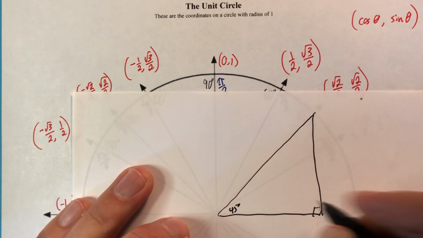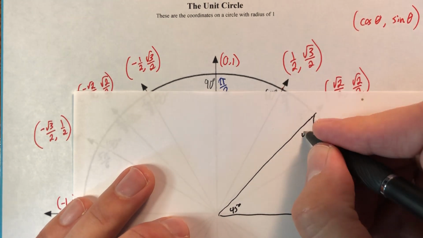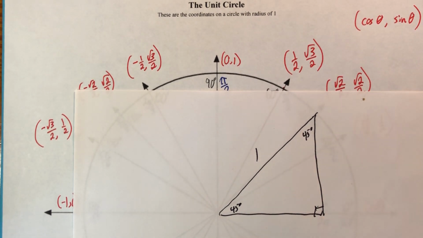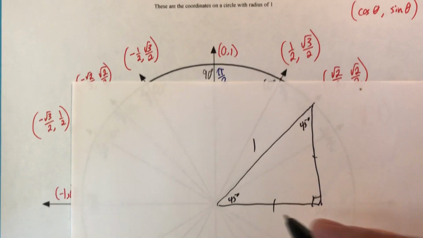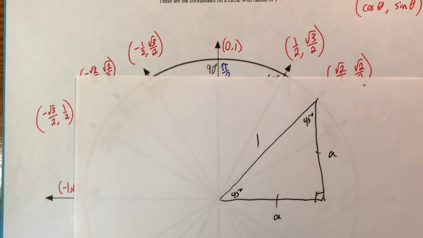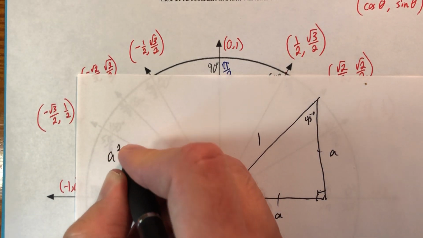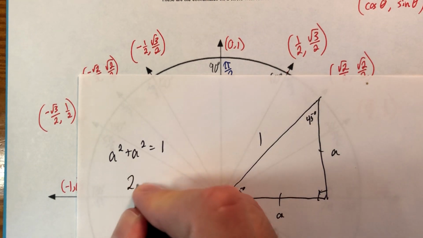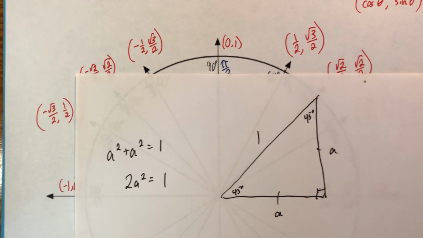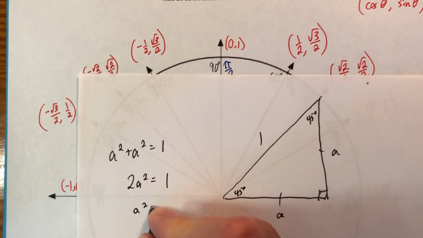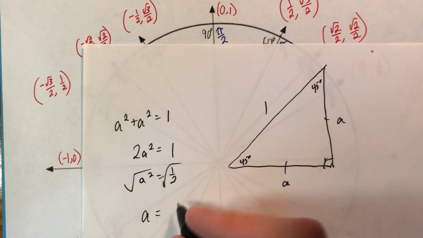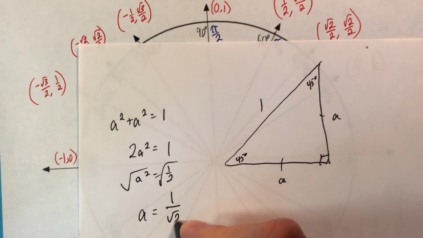This was 45. That's 90 degrees. Not drawn very well. This is also 45. That's 1. Here was isosceles, so these two are the same. I'd call them A and B, but they're the same. I'm going to call them A and A. So A squared plus A squared equals 1 squared. Let's not square it because it's 1. And I have that. I would divide by 2. And I'll square root this, so I'll have A equals the square root of 1, which is 1, the square root of 2, which is that.